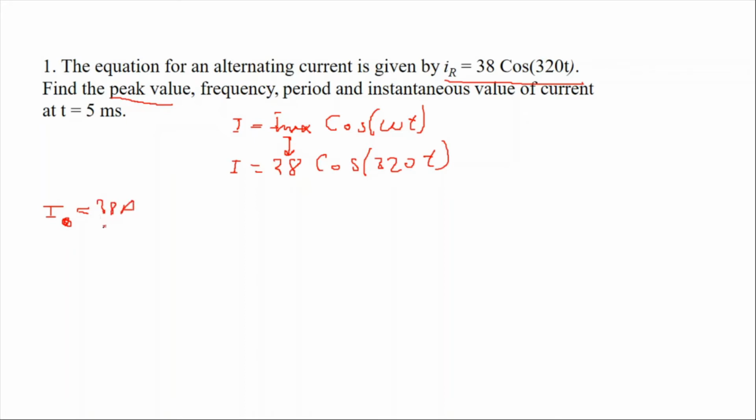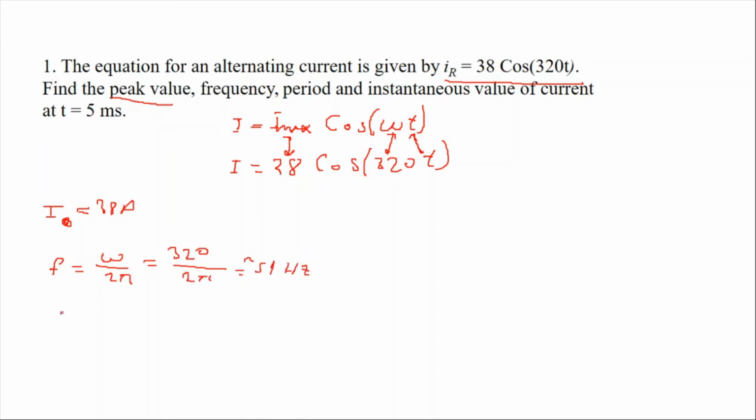And then what is the frequency in this case? We know that frequency is equal to ω over 2π. What is ω in this equation? As you see, here is the t, they correspond to each other. It means ω is equal to 320, so it will be 320 divided by 2π, and it will be equal to approximately 51 hertz.